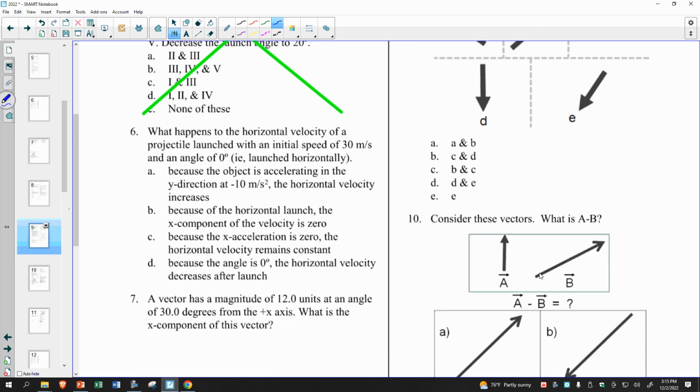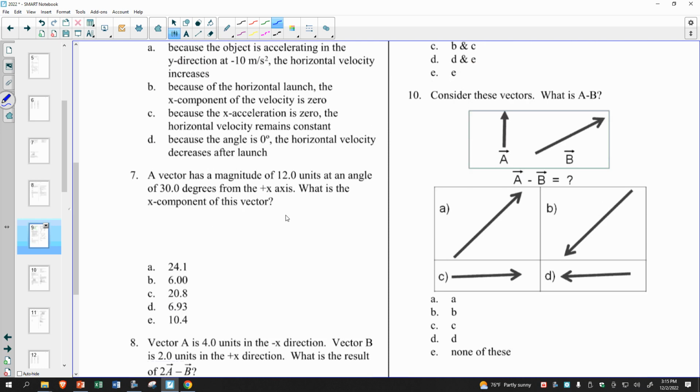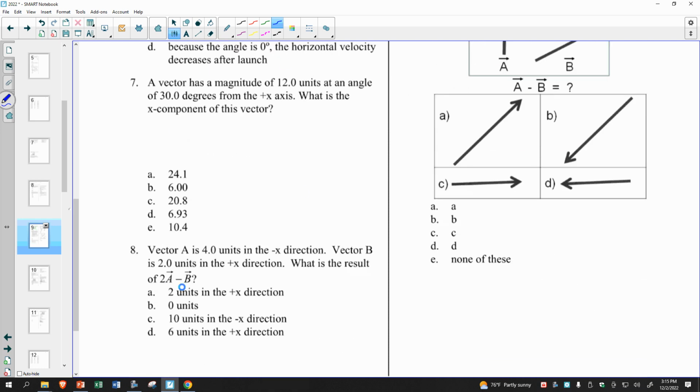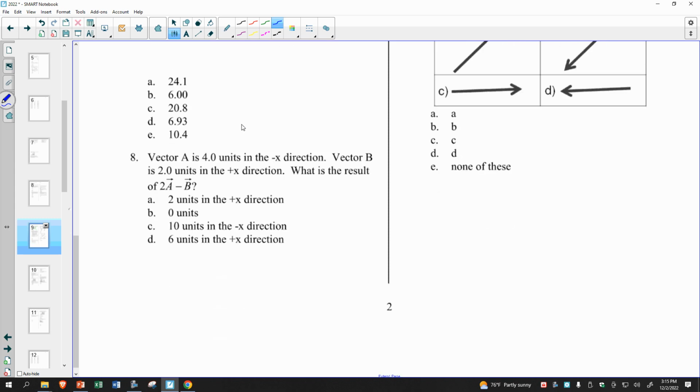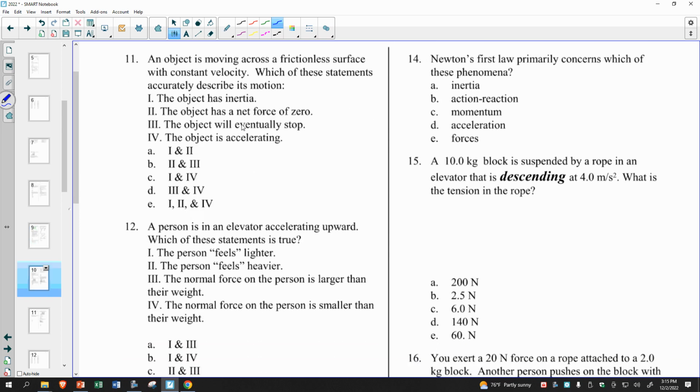Vector stuff, graphical analysis of vectors. There are 2 questions here, so you can bet you'll have at least one of those. And then some other quantitative questions where I ask you the sum of these vectors or the components of those vectors. Now stop me if you want me to do some of these.